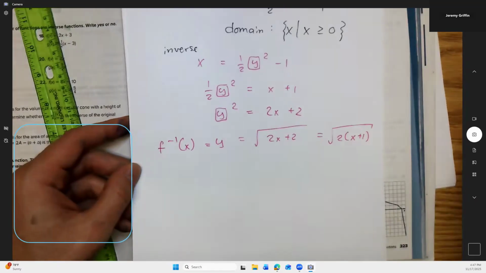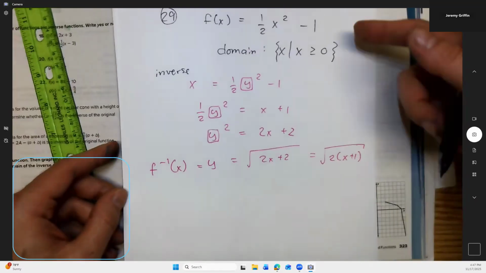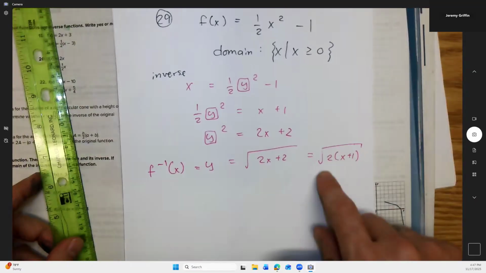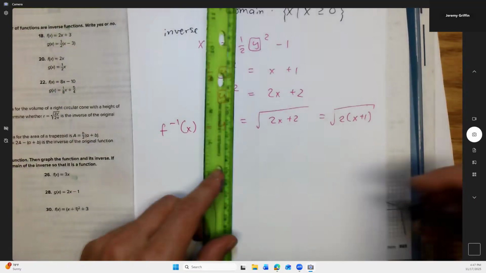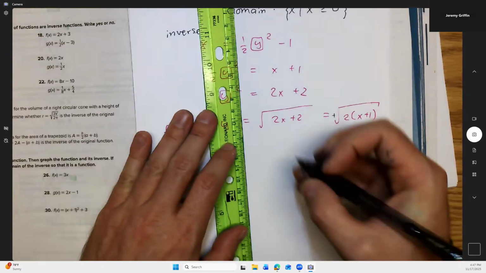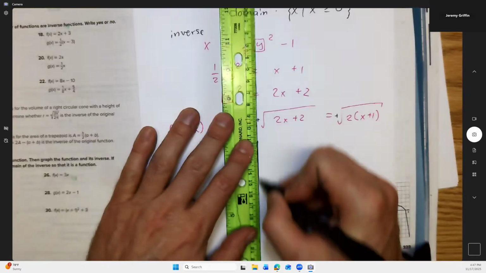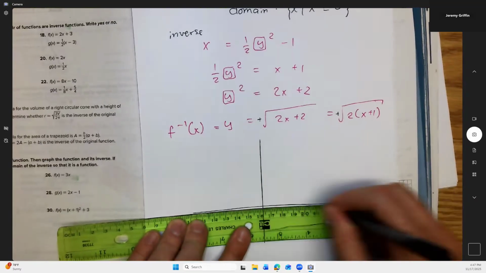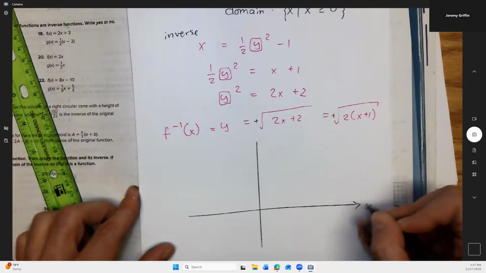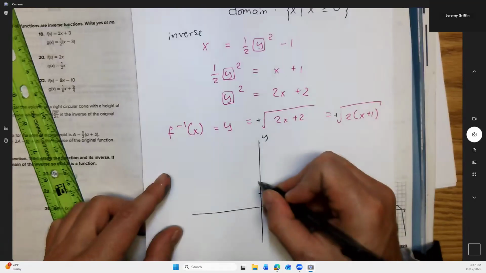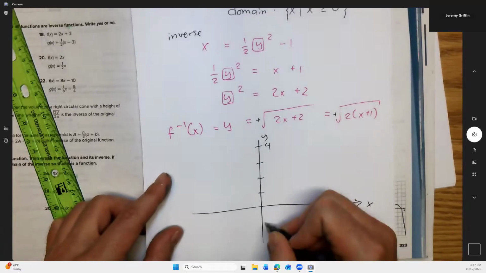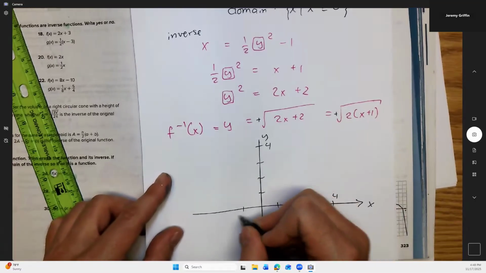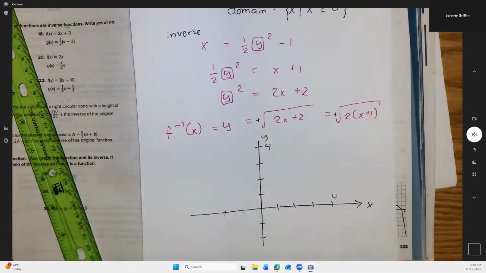Okay, so let's try that out. What if I graph the original function and the inverse? And this inverse would only be the positive half. Okay, so just the plus part right there, just the plus. So does this all work? Let's see. Right, so x, y, let's go 1, 2, 3, 4. 1, 2, 1, 2, 3, 4. 1, 2, something like that. I think that should fit.